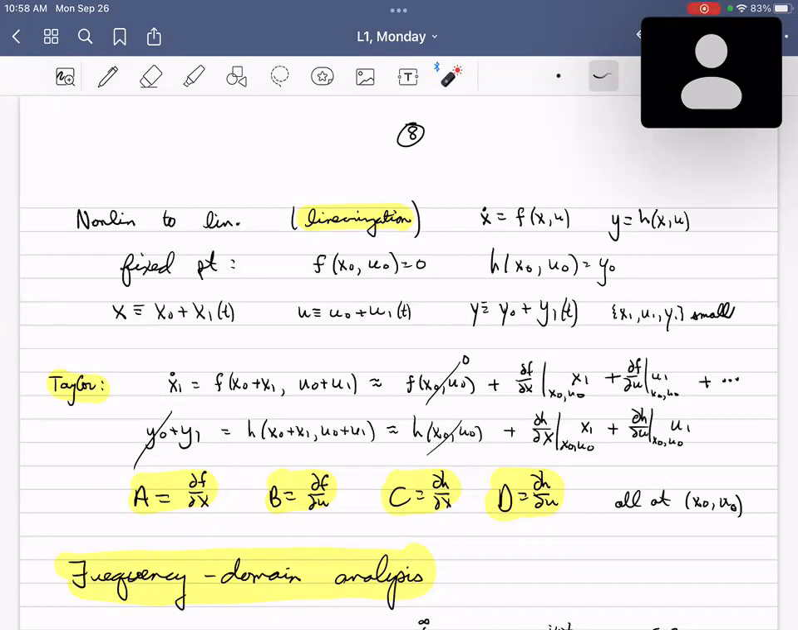Can you repeat again what is x zero? X zero depends on time. No, x naught is a fixed point. So x naught and u naught are defined as being fixed points. So they're solutions that are independent of time. Again, this is just the simplest case. You can do fancier linearizations.